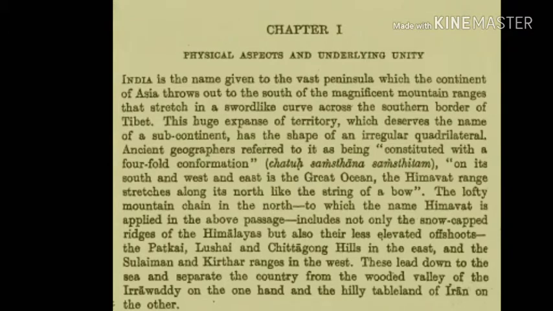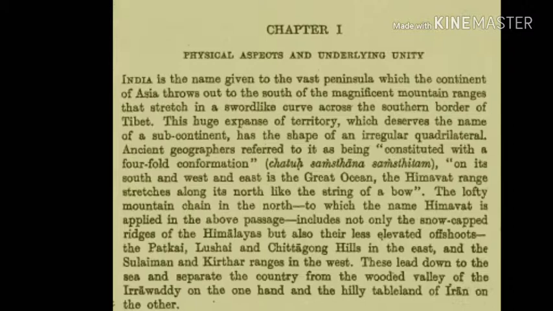Chapter 1. Physical Aspects and Underlying Unity. India is the name given to the vast peninsula which the continent of Asia throws out to the south of the magnificent mountain ranges that stretch in a sword-like curve across the southern border of Tibet. This huge expanse of territory, which deserves the name of a subcontinent, has the shape of an irregular quadrilateral.